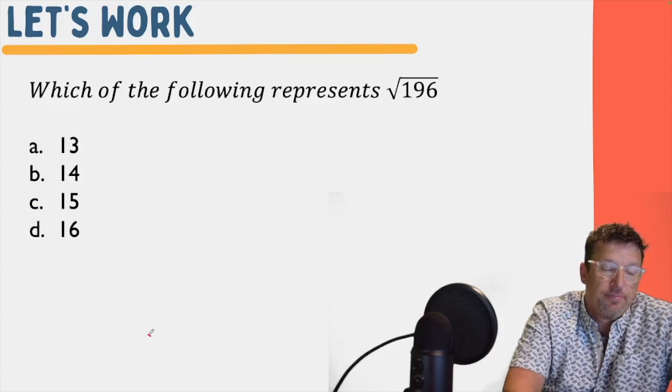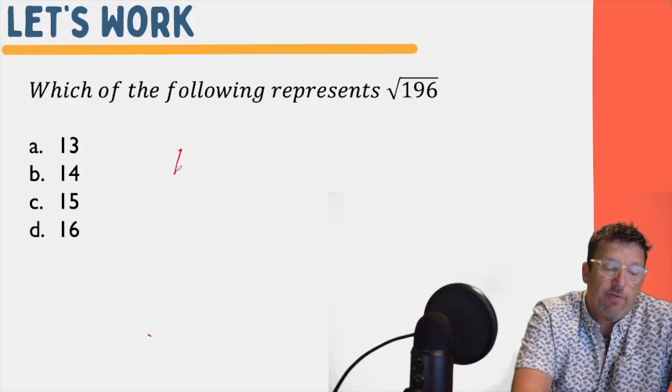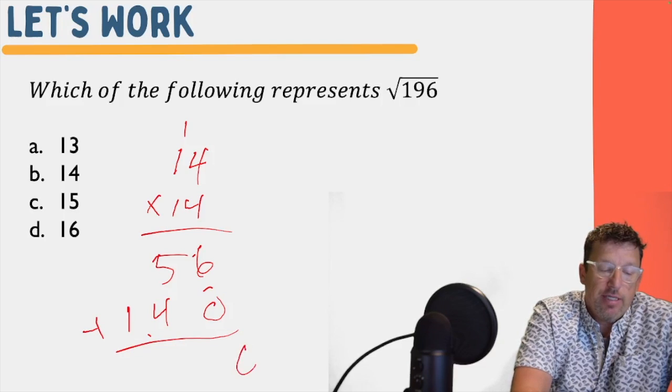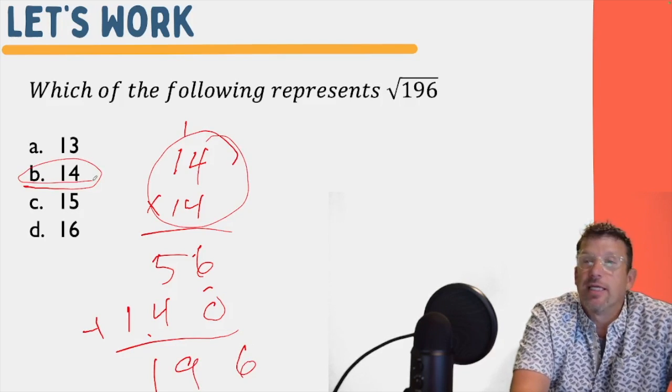So let's try one. Let's try 14 times 14. Okay, 4 times 4 is 16. See that 6 already showed up? 4 times 1 is 4 plus 1 is 5. 0. What's 1 times 14? 14. Add them up and you get 6, 9, 1. 14 times 14 equals 196.